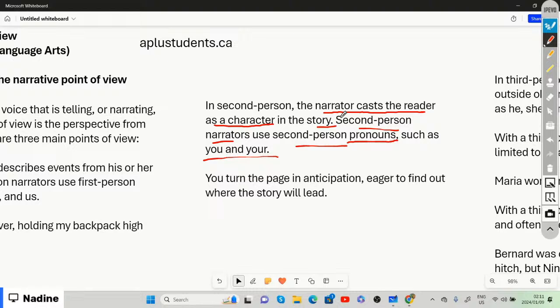And if we look at an example of it being in second person, it says, you turn the page in anticipation, eager to find out where the story will lead. Which means that you as the reader become the character within the story. Because remember, you are reading, and it's almost as if the narrator is telling the story to you. The narrator is talking about you. You turn the page in anticipation, eager to find out where the story will lead.